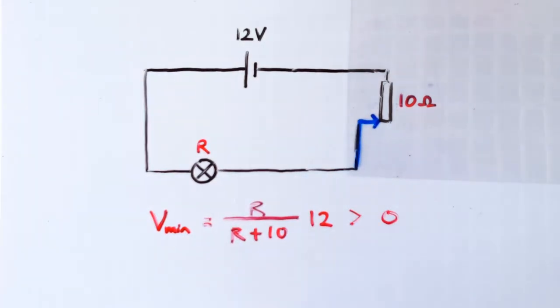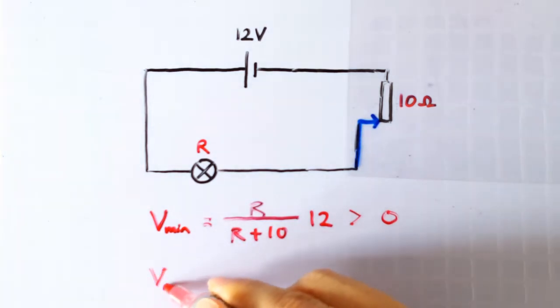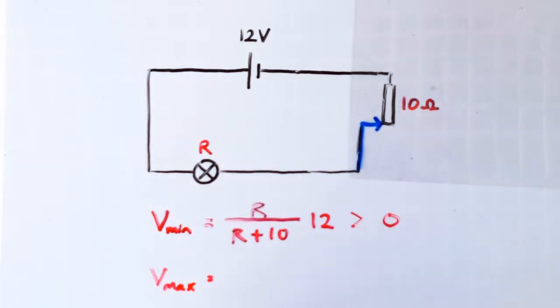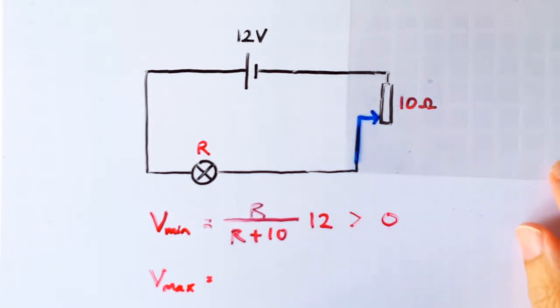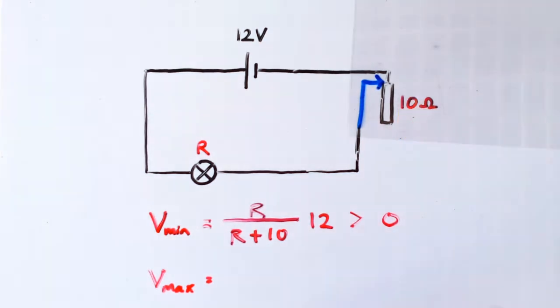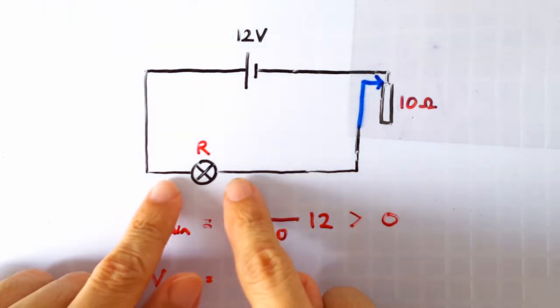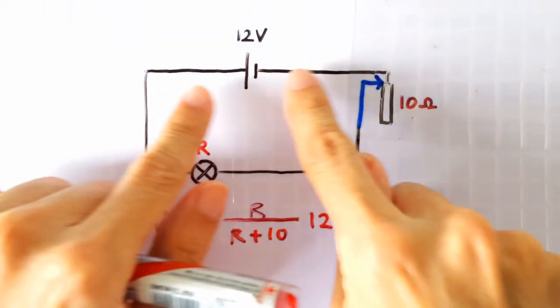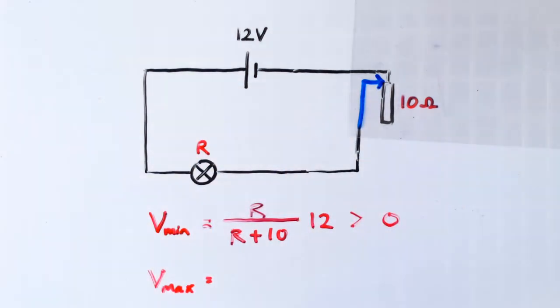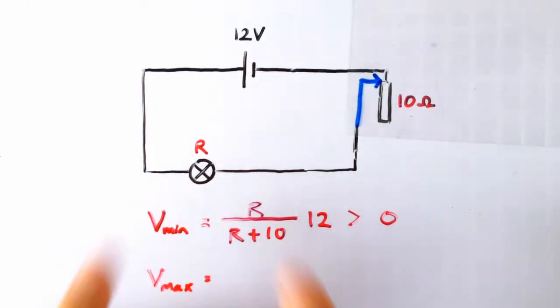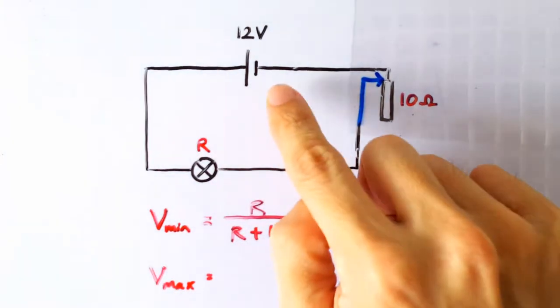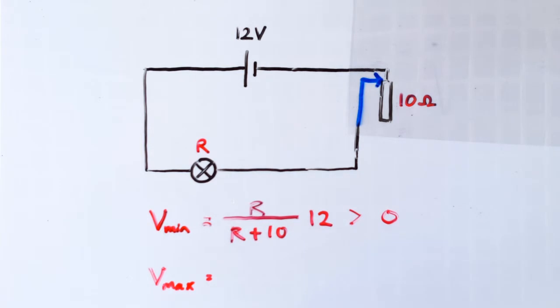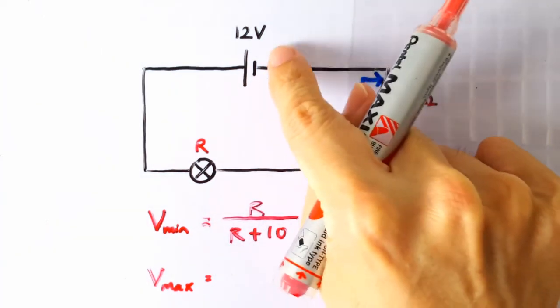Okay, what about the maximum PD across the light bulb? To get the maximum PD, we will tap the variable resistor at the top here. So we'll completely bypass the 10 ohms here. So as it is, you can see that the terminals of the light bulb is actually now directly connected to the terminals of the battery. So by right, we should be able to get 12 volts across the light bulb, provided that this battery has got no internal resistance. But suppose that it has.